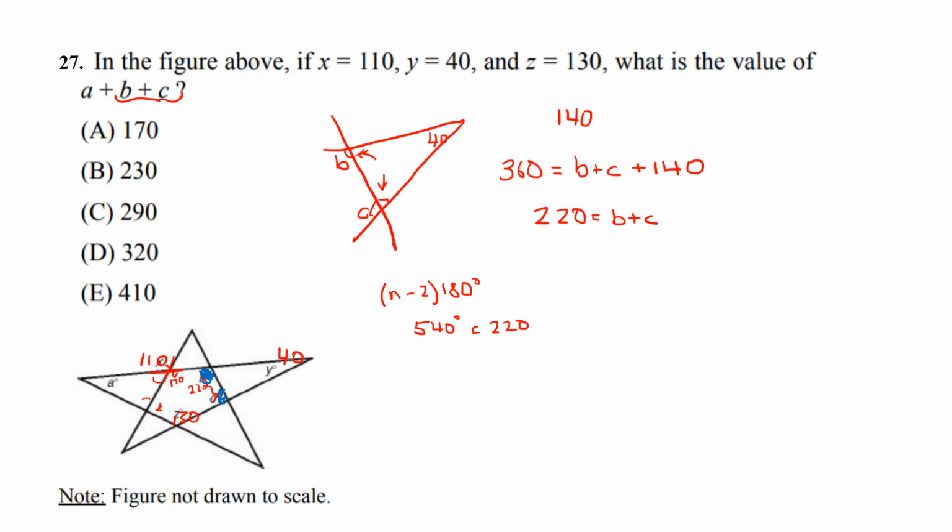And we know that this z angle is 130. That covers this angle. We know that this angle is 110. 110 plus 110 plus 220 plus 130 is 460. 460 plus something equals 540. Now what does that number have to be? It has to be 80, right? So question mark equals 80.